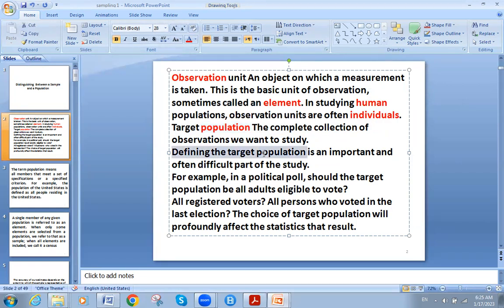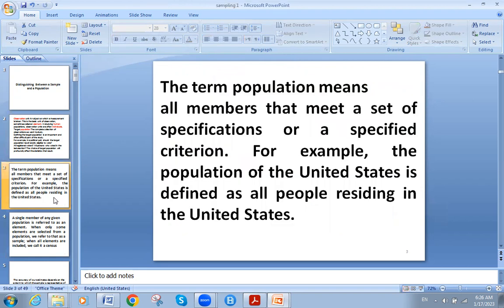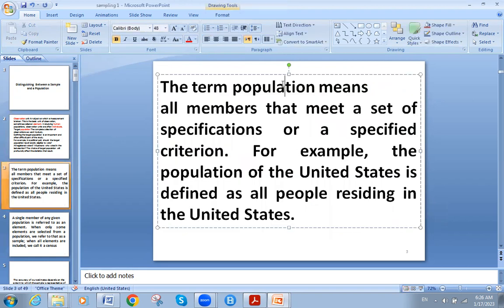Now, defining the target population is an important but often difficult part of the study. For example, in a political poll, should the target population be all adults eligible to vote, anyone who is an adult and able to vote, all registered voters, or all persons who voted in the last election? The choice of target population will profoundly affect the results. So that is what I want you to know today about the population.